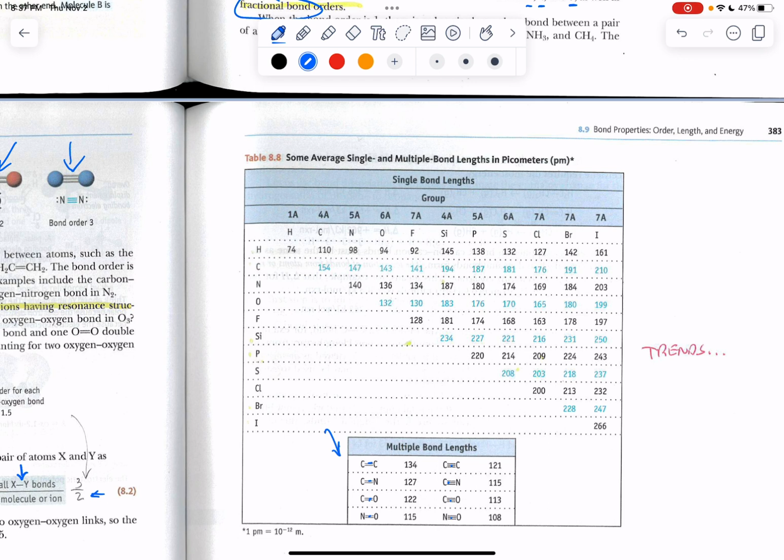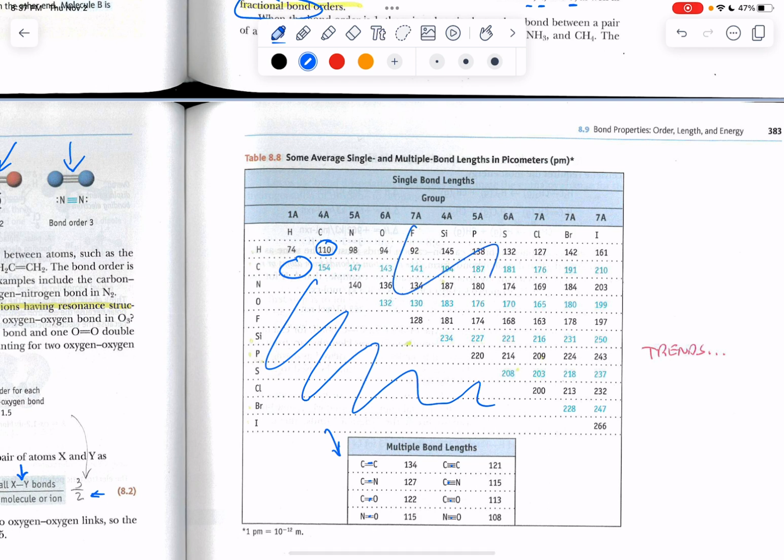And you also might say, well, how come there's no number right here? Well, this carbon hydrogen can be found right here. So they don't bother showing anything here because that would be a duplicate of everything that's up here. I'm going to erase my squiggles.